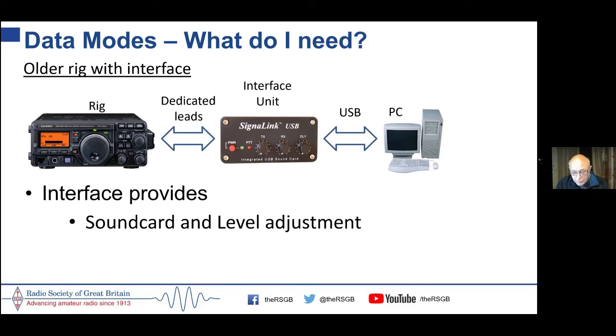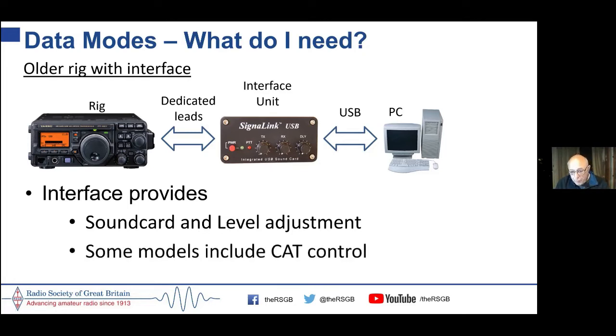So the interface provides those sound level controls that you can see on there. And this signal link has a Vox control on it as well, and you can add some delay in the transmit receive switching. And some of them have got some CAT control built into them. So that's for the older rigs.